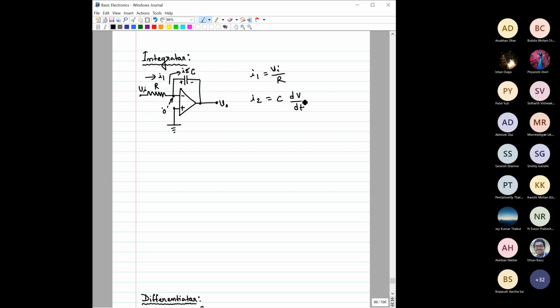So what is dV/dt? It is the derivative of the voltage drop across this capacitor. Here, what is this V? V is this one, the voltage drop across this capacitor. Okay, by the way, are you aware of this equation?